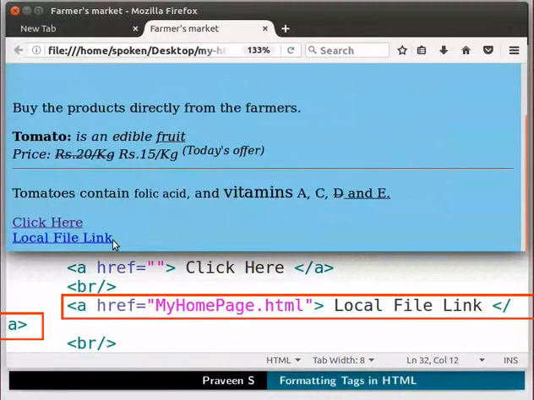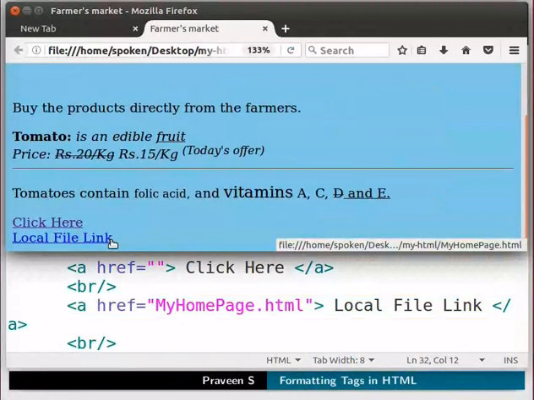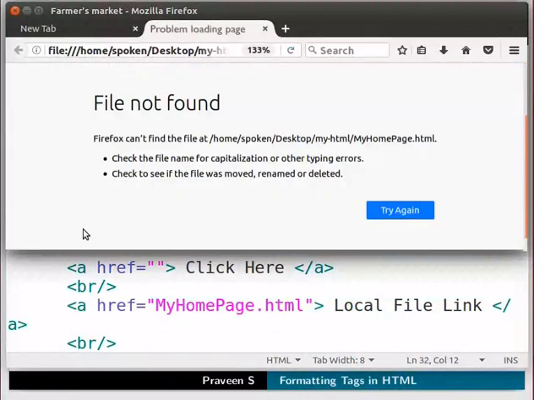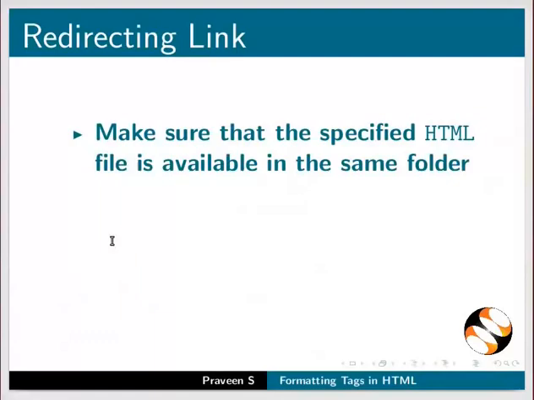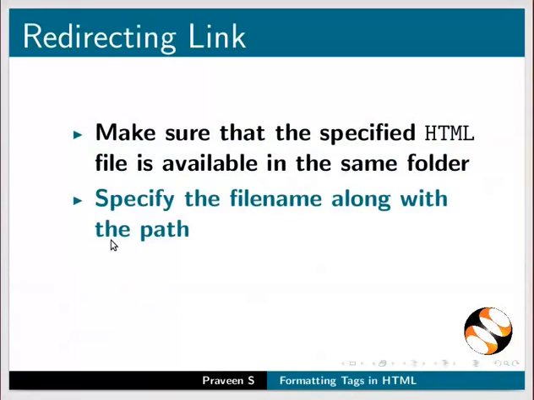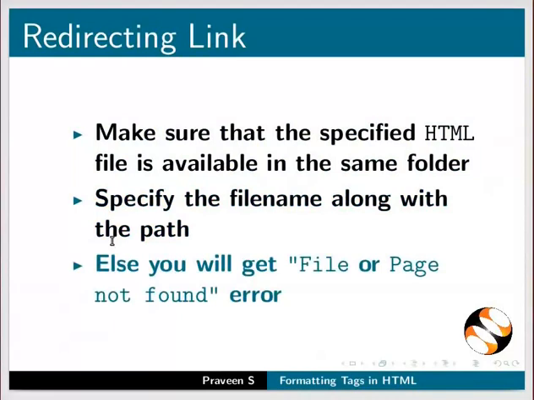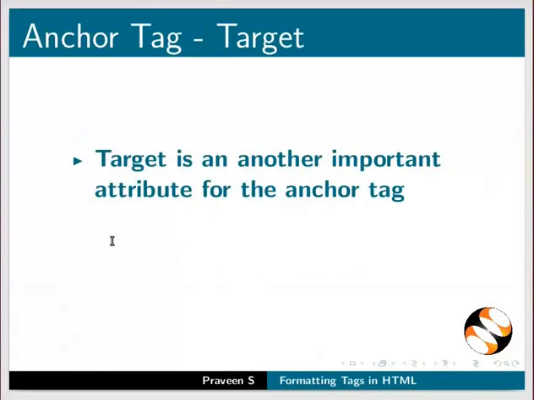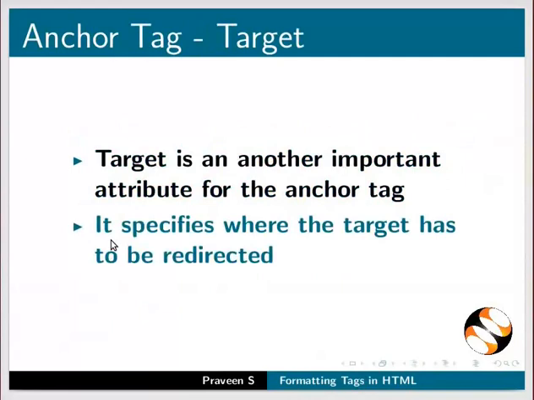Let's switch to the editor to modify the code. In the next line, after click here, type the following code. Now save the code. Then switch to the browser and refresh the web page. We can see two links here, click here and local file link. In the first case, click here, I haven't given any link and have just kept it blank. If the href value is empty, it will keep us in the same page.